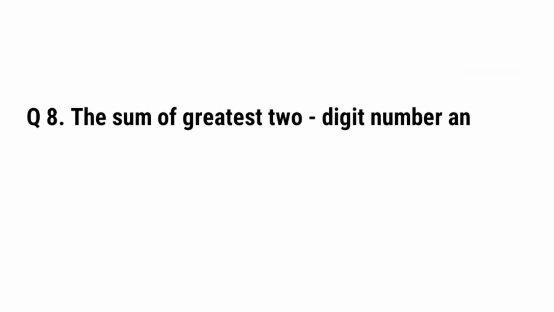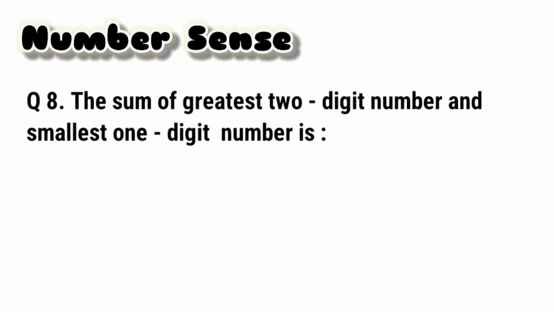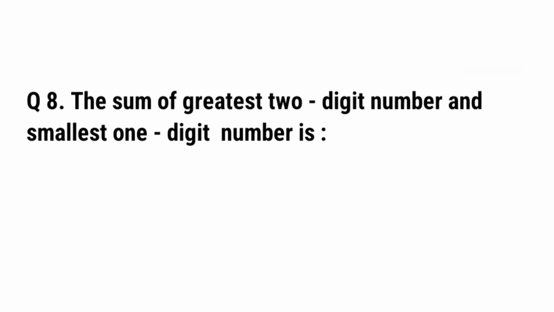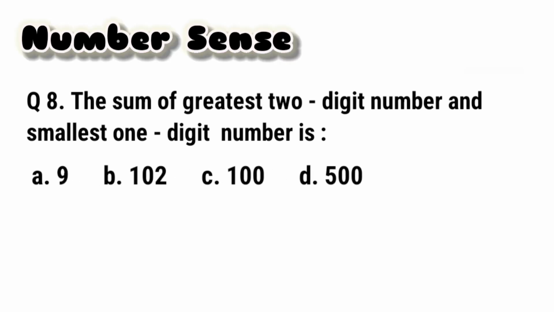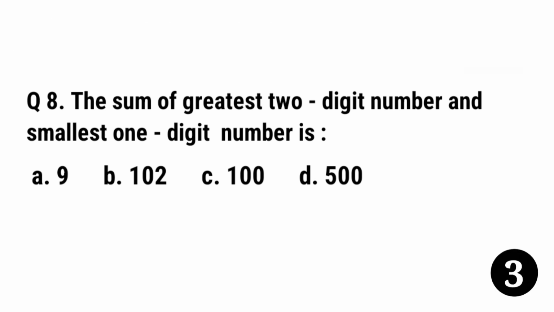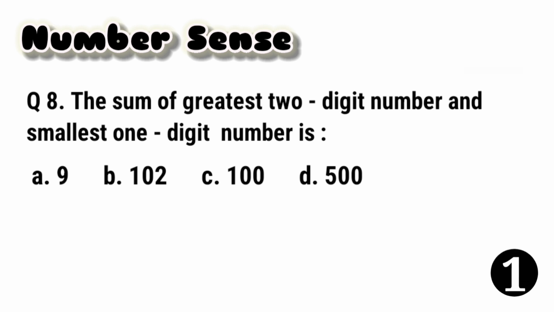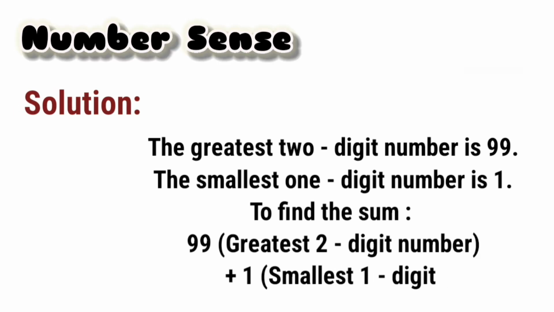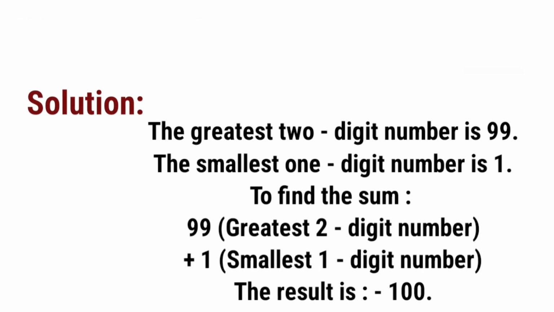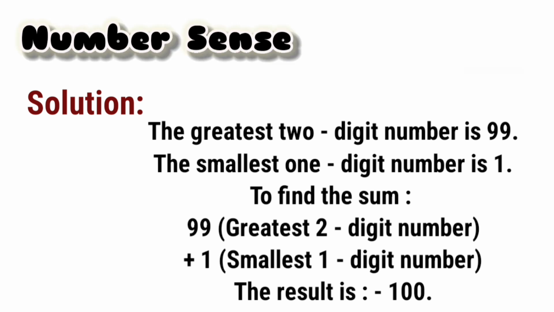The sum of the greatest 2-digit number and smallest 1-digit number is A 9, B 102, C 100, D 500. Answer option C 100. The greatest two-digit number is 99 and the smallest one-digit number is 1. So the sum of 99 plus 1 is equal to 100.